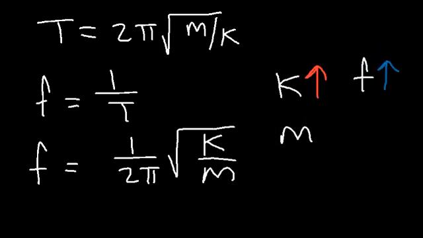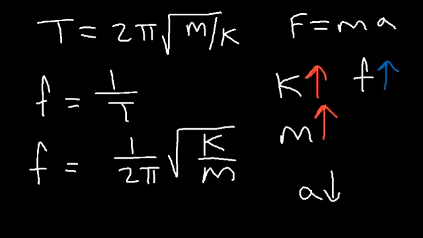Now, if you increase the mass, the object requires a greater force to move it back and forth. But if the force is constant, as you increase the mass, the acceleration will be reduced. And so it's going to be moving slower, so to speak. So therefore, the frequency will be reduced.